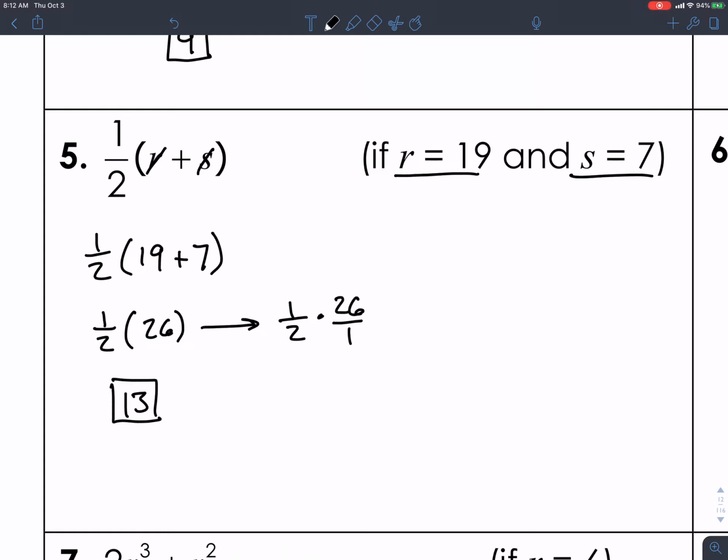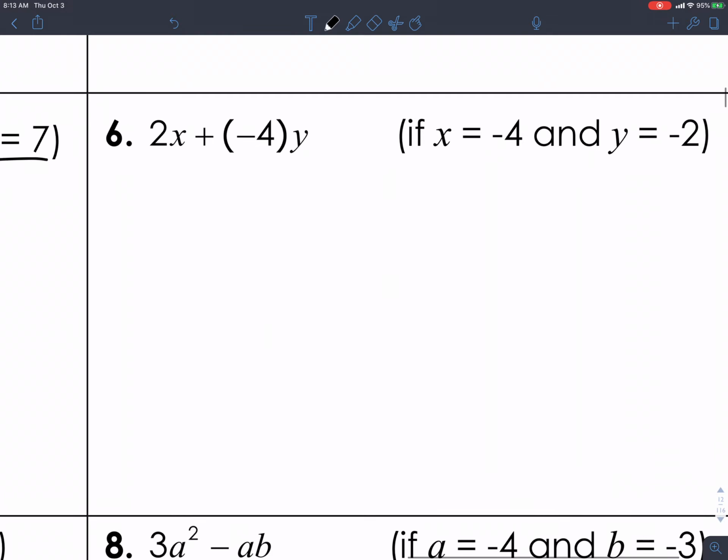2 and 26. Well, 2 goes into 2 one time. 2 goes into 26 13 times. Then I just multiply straight across. 1 times 13 gives me 13. 1 times 1 gives me 1. Well, 13 over 1 is 13. Same answer. Okay? Sometimes the fraction does not make it harder. Half of 26 is 13. That's pretty simple to understand. Let's move on to number 6.